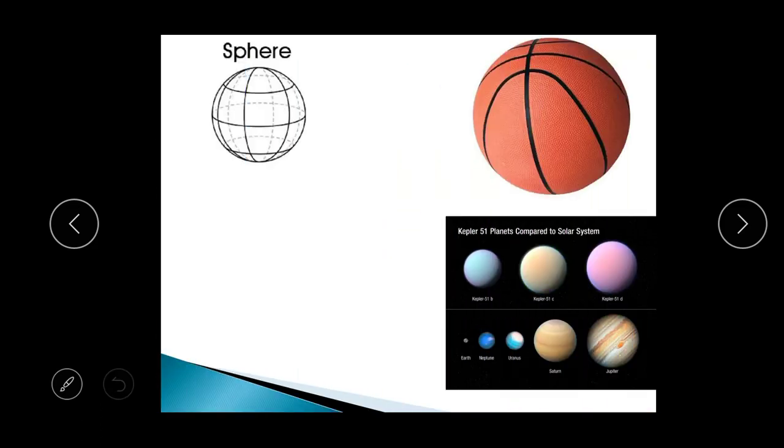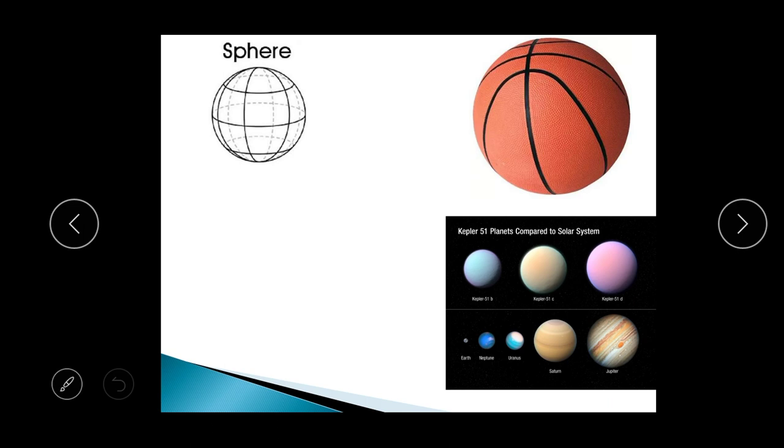The first shape we'll be learning today is the sphere. Can you see the sphere shape? It is in round shape, but it is not round because round is a circle, a flat shape, right? So it is not a circle. Circle is flat, but this sphere is also in round shape, but it is solid. It is 3D. So sphere is a 3D shape.